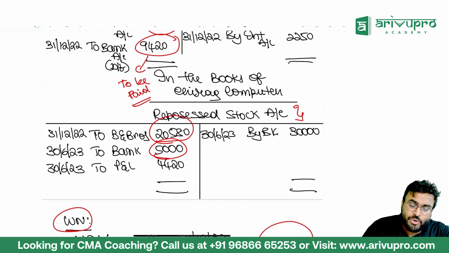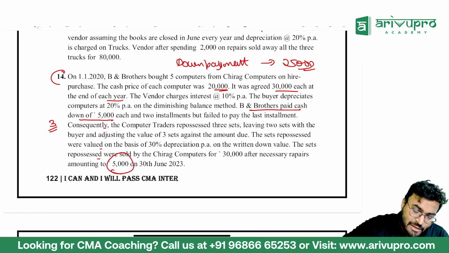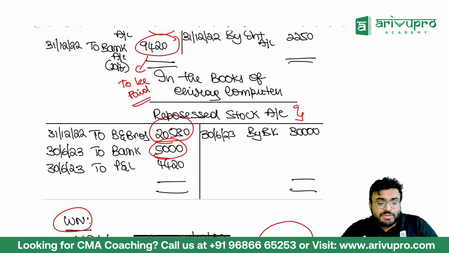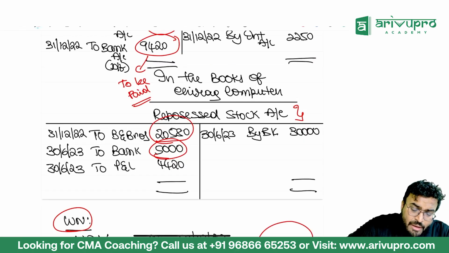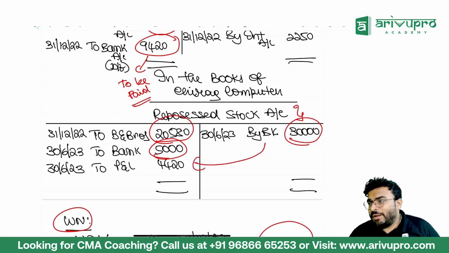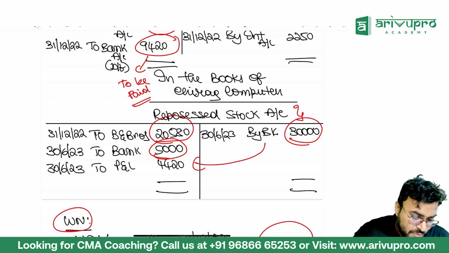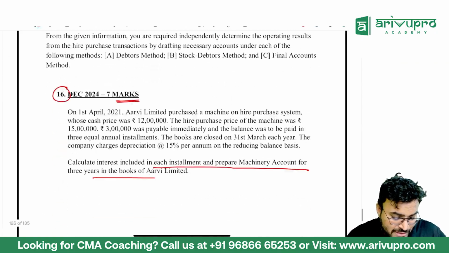Then what is he going to do after that? He is going to sell it, at 30,000. So you will pass the entry bank account debited to repossessed stock. After that you are getting a profit. Transfer that profit to P&L. With that we are done with hire purchase. We should proceed further into the next topic, that is branch accounts.